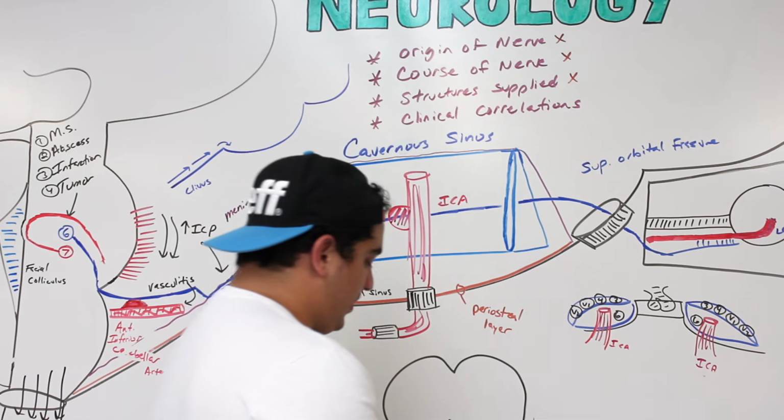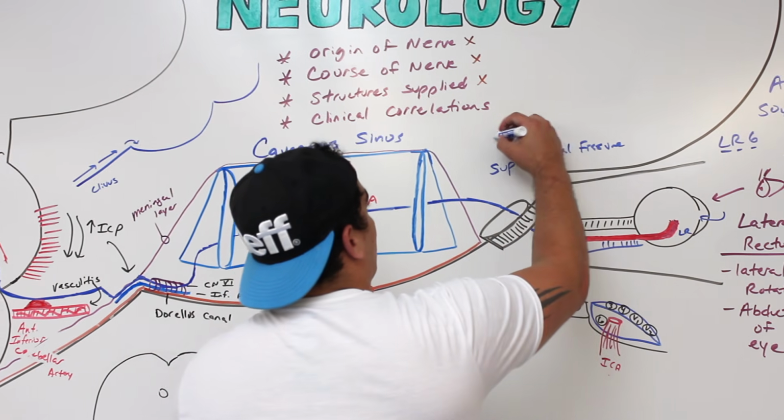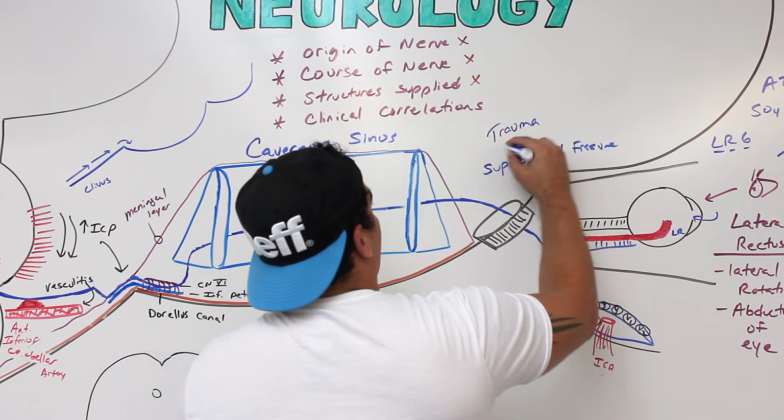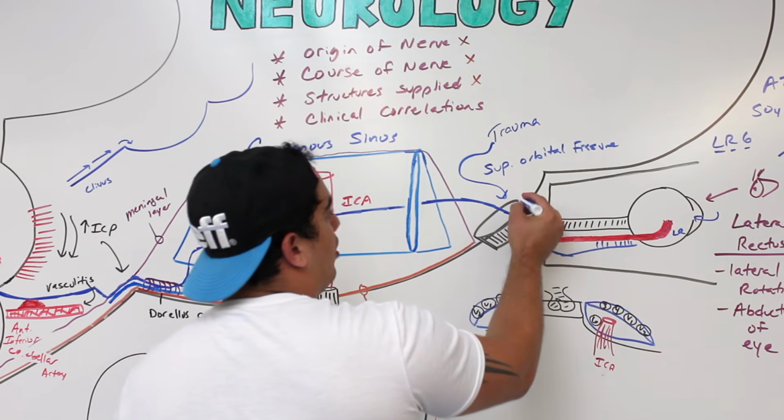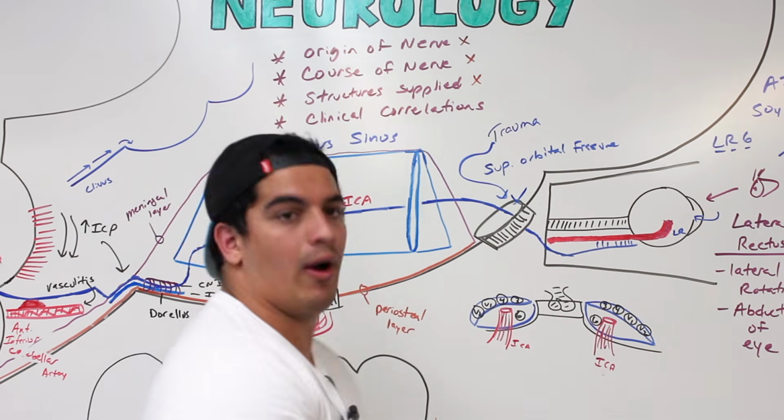And the last thing is maybe some type of situation in which there's trauma. Maybe there was some type of trauma to the individual, and because of that, it damaged or fractured some of the bones here, and maybe it compressed the nerve or severed the nerve in some way, right?